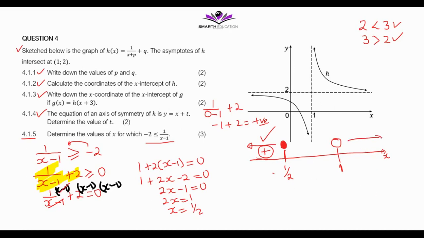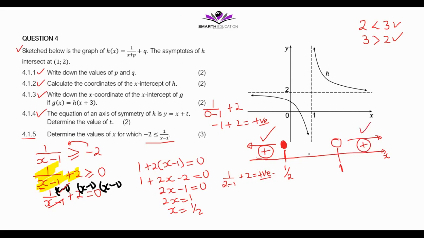I think it will be easier to get an integer this side. Any value greater than 1. Let's pick 2. We're going to put 2 where there's x. So it becomes 1 over 2 minus 1 plus 2. This is like 1 over 1. 2 minus 1 is 1. 1 over 1 is 1, plus 2, which is 3. So it's positive again. So it's positive this side. We want greater than or equal to 0, so this is what we want also. But 1 cannot be included.